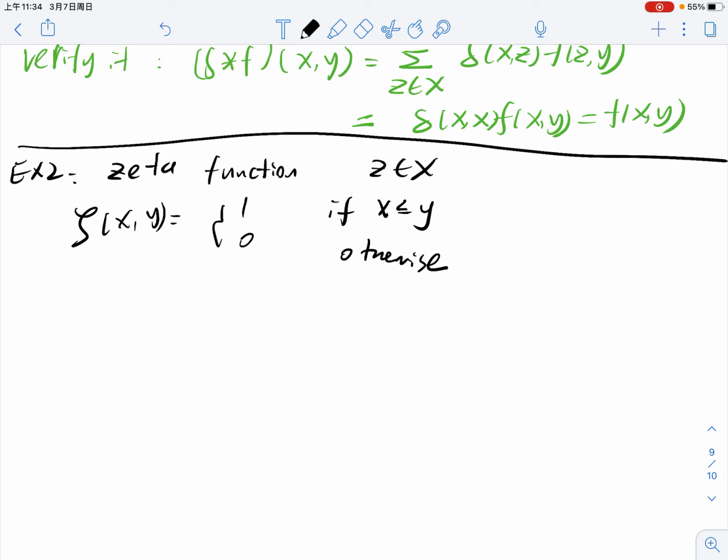Before we go on, I would like to make a remark. That is, giving a poset is the same as giving a zeta function, because from the zeta function, you can just decide what the order is between x and y.